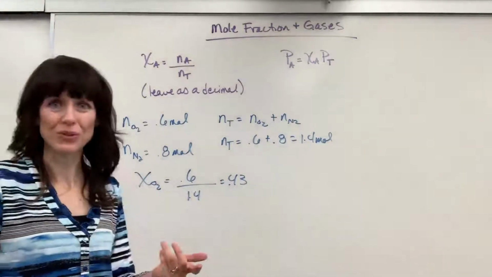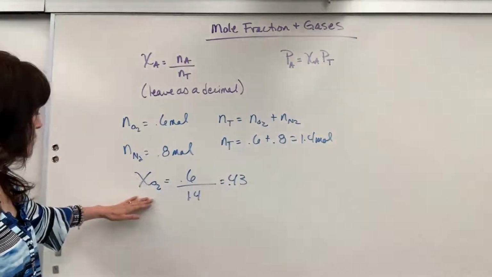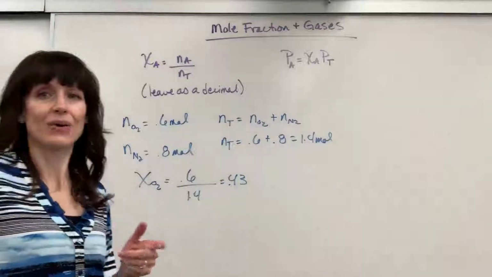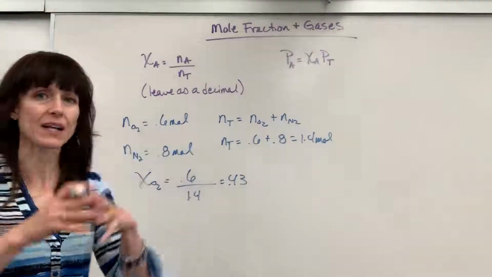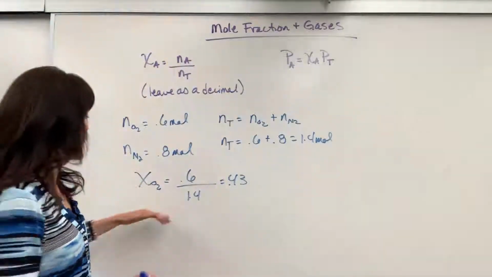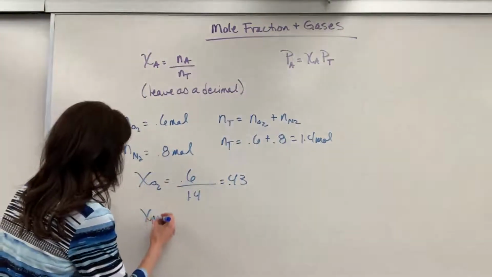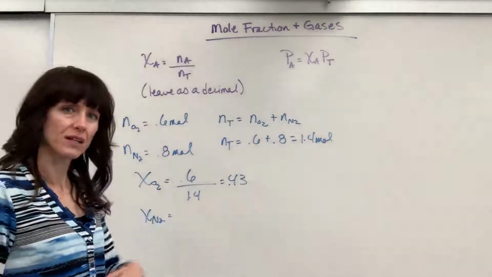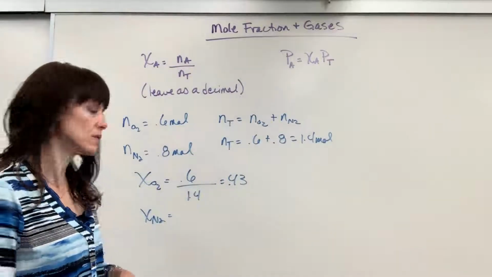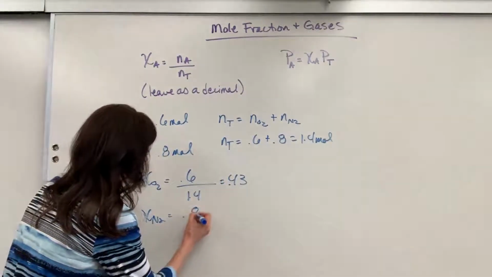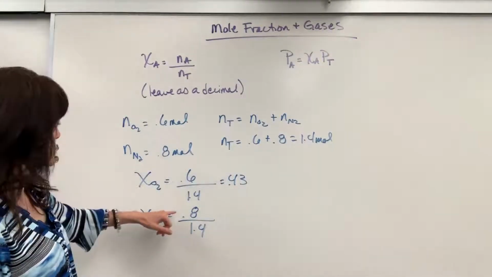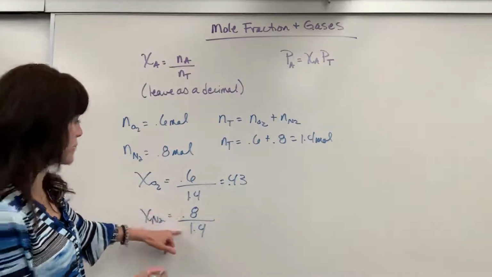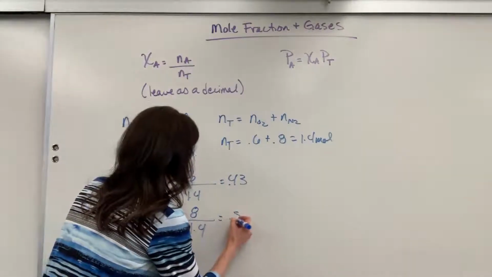So let's now do the mole fraction of nitrogen. Now, there is a shortcut to this. You're thinking mole fraction of the total. Without doing this math, can you think of another way to find the mole fraction of nitrogen? I'll set this up while you think about it. Another way to find the mole fraction. So here's moles of nitrogen, 0.8, divided by total moles, 1.4, gives me 0.57.